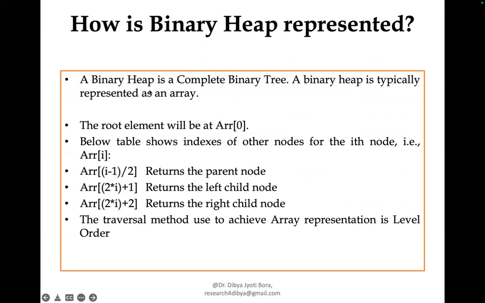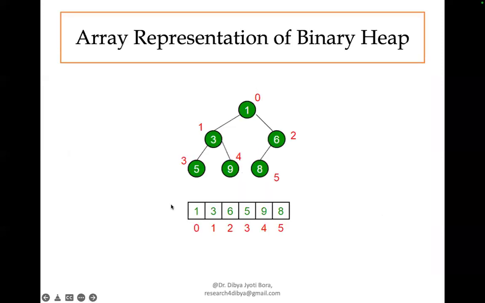So a binary heap is a complete binary tree. A binary heap is typically represented as an array. ठीक है। The root element will be at array 0. (i minus 1) divided by 2 returns the parent node. Then array 2i plus 1 is the left side and 2i plus 2 is the right side. ये याद रख लेना. You can see this is the binary heap, right?